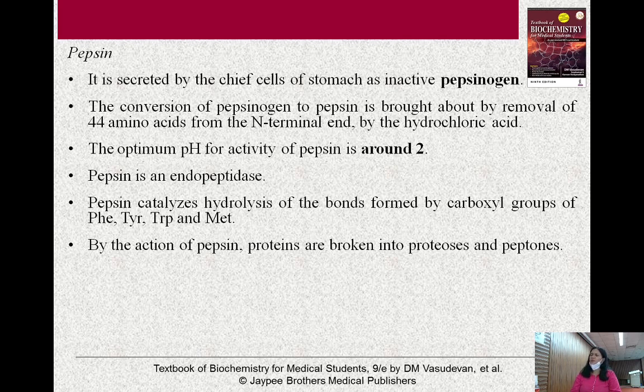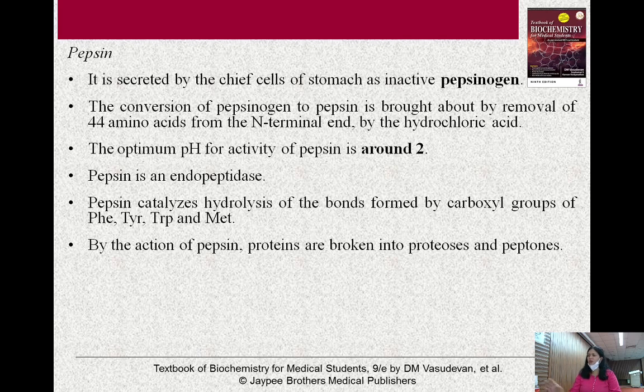ठीक है. So pepsinogen is secreted by which cells of the stomach? Ma'am, chief cells. And hydrochloric acid? Ma'am, parietal and oxyntic cells. ठीक है. तो how is pepsinogen converted into pepsin? Ma'am, by the action of HCl, pepsinogen is initially converted into pepsin, and then pepsin itself initiates the conversion of pepsinogen into pepsin. Okay, ठीक है.